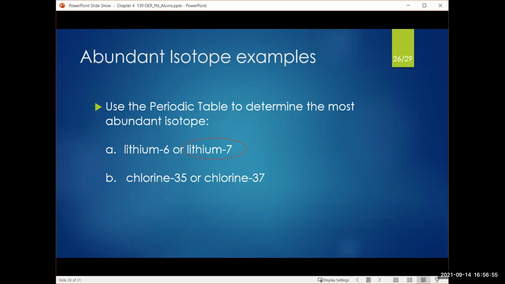Okay. Chlorine-35, chlorine-37, similar scenario. You go through the periodic table, round up its atomic weight. You'll see that chlorine, rounding that number up, is 35.45. It is chlorine-35. Okay. So that's how you determine the most abundant isotope based on the atomic weights given to you from the periodic table.